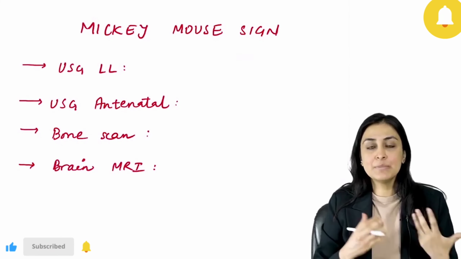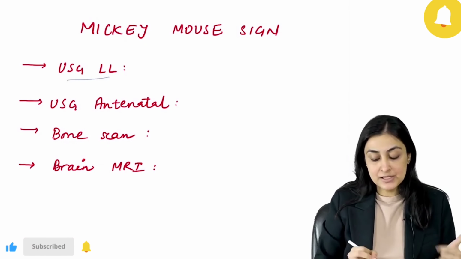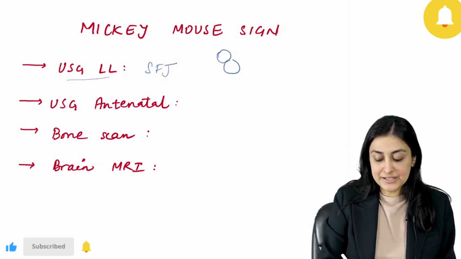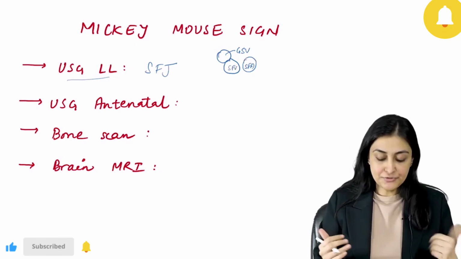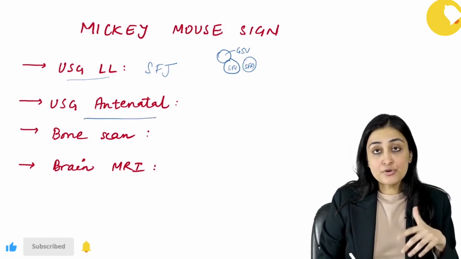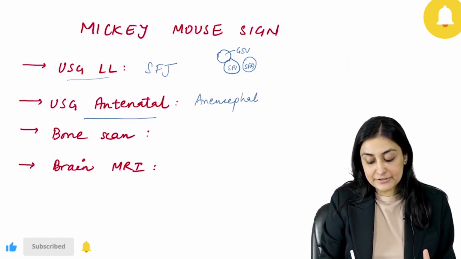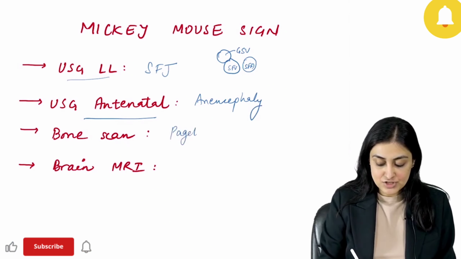Just to give you a quick recap, where all do we see the Mickey Mouse sign? When you do an ultrasound of the lower limb, remember at the saphenofemoral junction where you have the GSV draining into the superficial femoral vein, and you also have the SFA, three of these together make up an appearance of Mickey Mouse. Apart from that, on an antenatal ultrasound, the Mickey Mouse or frog eye sign is seen with anencephaly. On a bone scan, we have just learned it will be seen with Paget's disease.